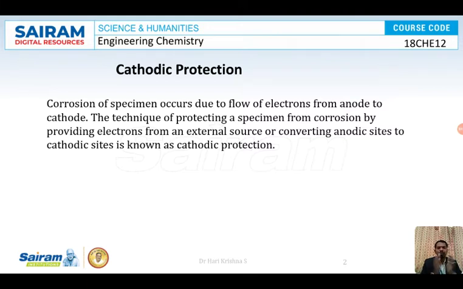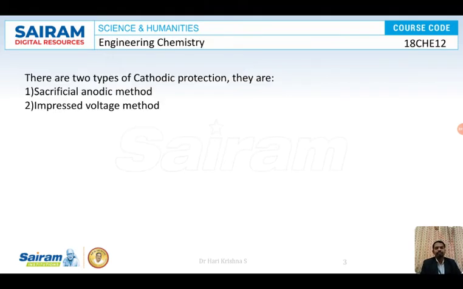So you can prevent corrosion by supplying electrons to the cathode from some other external source, or by converting the entire anode to cathode. This type of technique is called cathodic protection. Cathodic protection is done by two methods. One is the sacrificial anodic method, the other is the impressed voltage method. We'll see them one by one.